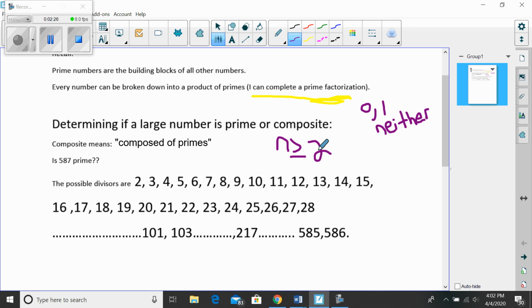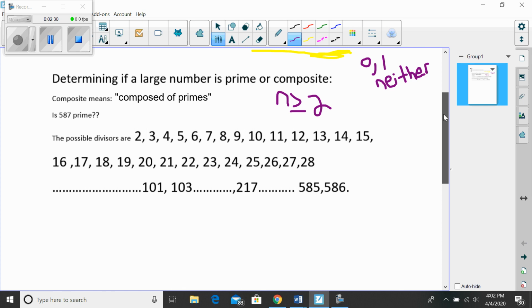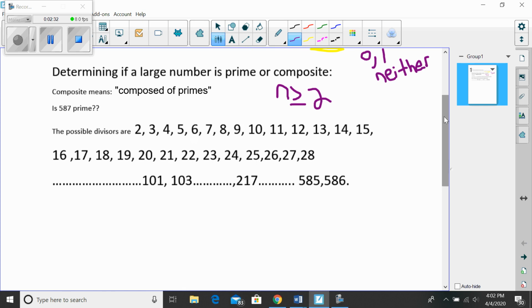So anyway, we need to determine, is this large number, 587, prime or composite? It's composite if I can find a prime divisor, if it is composed of primes.